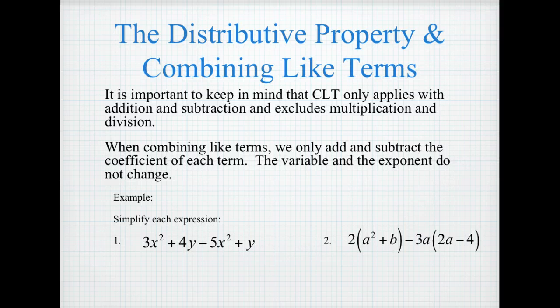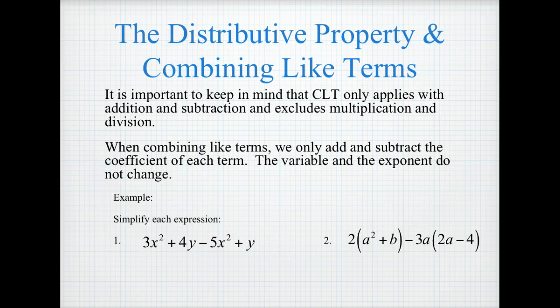The first example has 4 terms: 3x to the second power, 4y, negative 5x to the second power, and y. There are 2 sets of like terms in this problem. There are 2 terms that contain the variable and exponent of x to the second power, and 2 terms that contain the variable and exponent y.